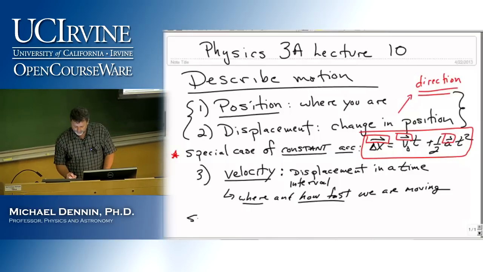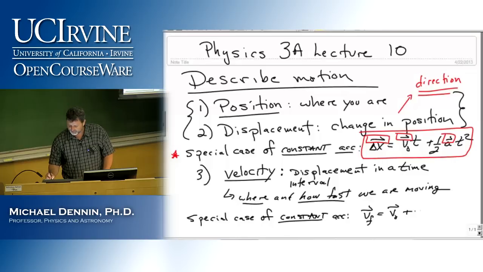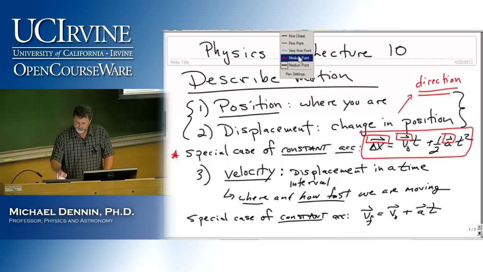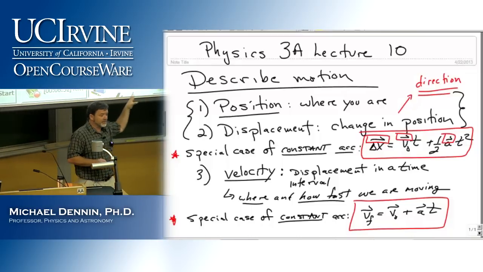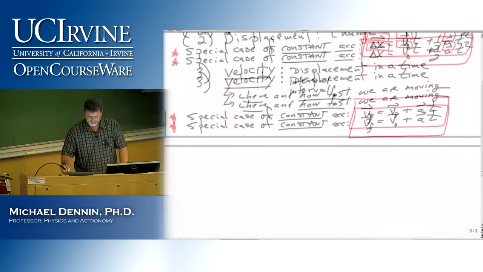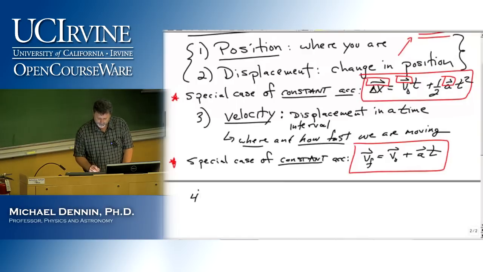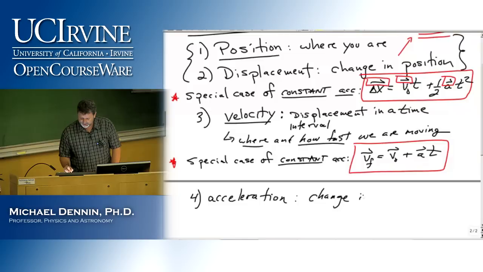Once again, we had a special case of constant acceleration, in which case our final velocity was related to our initial velocity by adding a times t. And again, one of our main equations that we spent a lot of time on. So those were the first 2 pieces of motion. The final piece of motion was our acceleration itself, which was our change in velocity in a time interval.